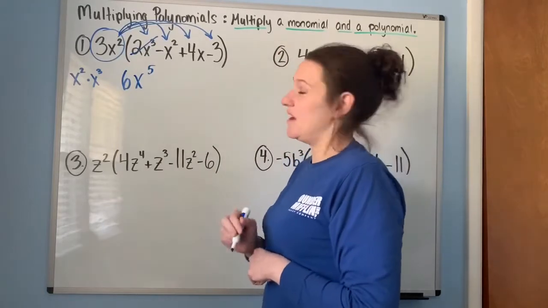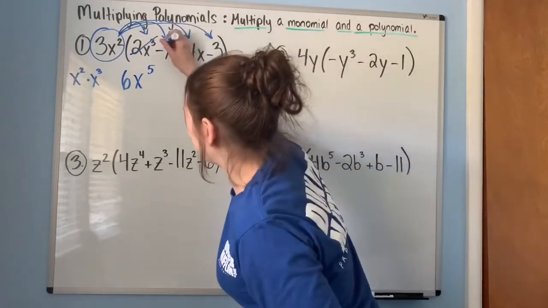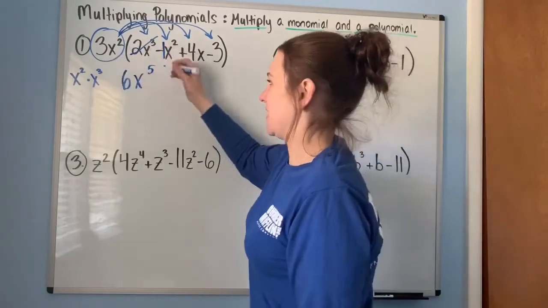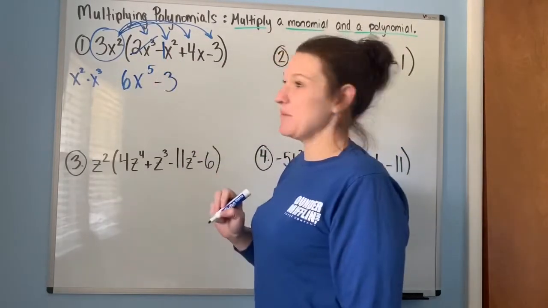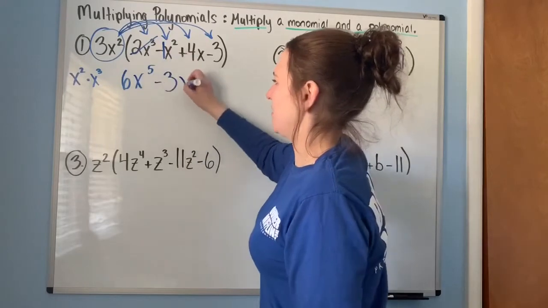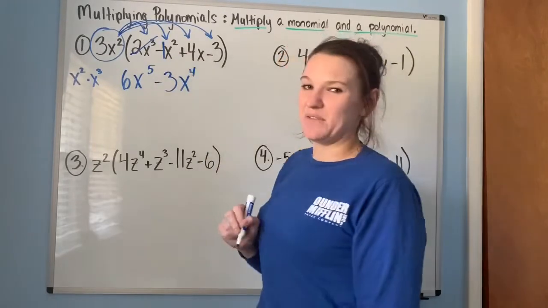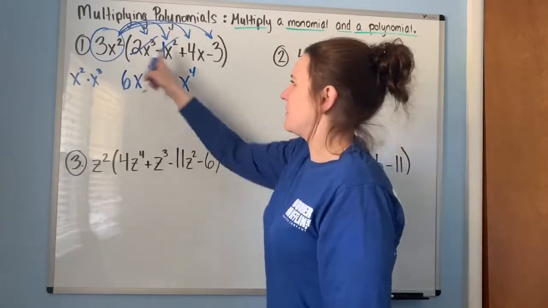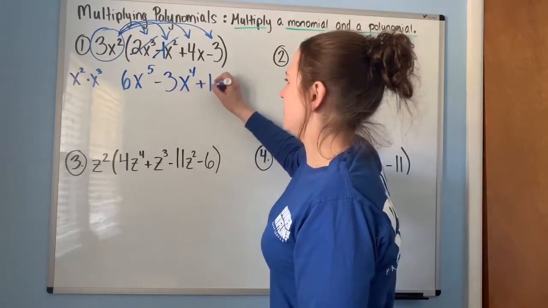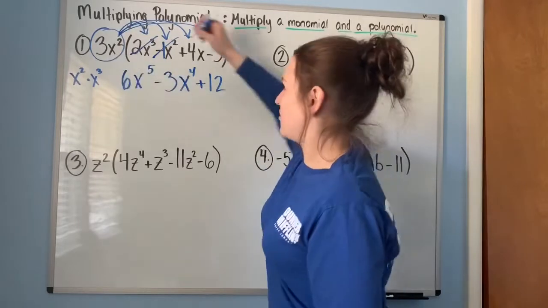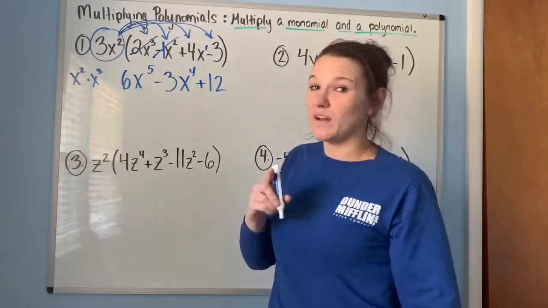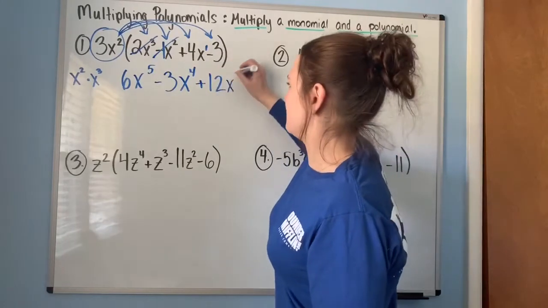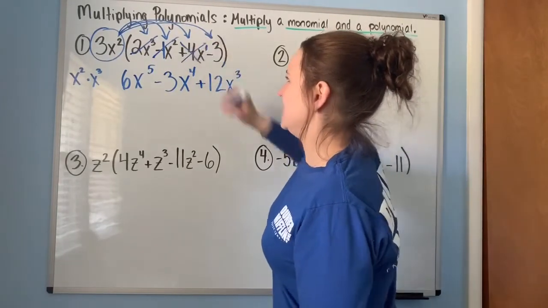Next term. Now it's a negative x, which means that that's technically a negative 1x squared. So 3 times negative 1 is negative 3. X squared times x squared, if you add those, you get x to the fourth. Next term. 3 times 4 is going to give me a positive 12. X squared, remember the exponent on this guy is a 1. X squared times x is going to give me x to the third. All right, that guy's done.